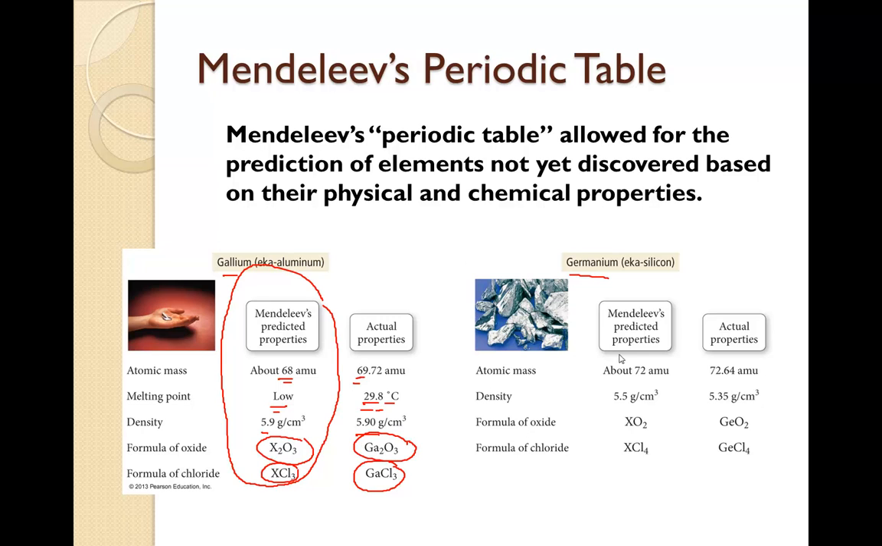Germanium has similar results. He thought it would be approximately 72 AMU, and it was actually 72.64. The density was actually a little bit smaller than what he predicted, but still very close. And the reactivity, it creates the same ratio as he had predicted.